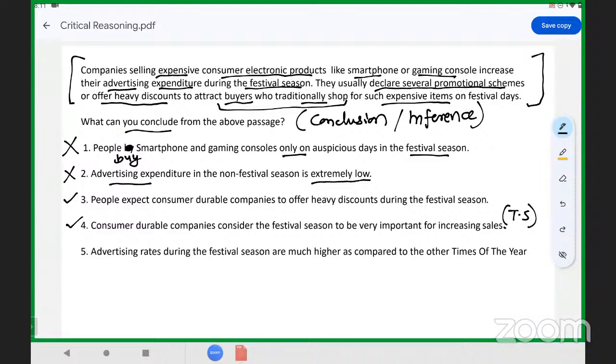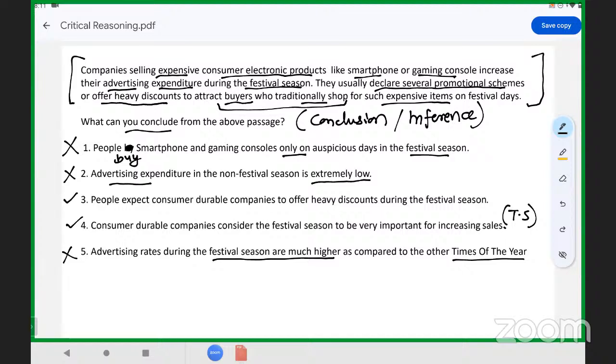Last, advertising rates during the festival season are much higher as compared to the other times of the year. This is not the correct inference, because it points out something which is not in favor. The festival season being much higher than other times of the year does not have any inference to the above passage. So now we have eliminated options 1, 2, and 5.